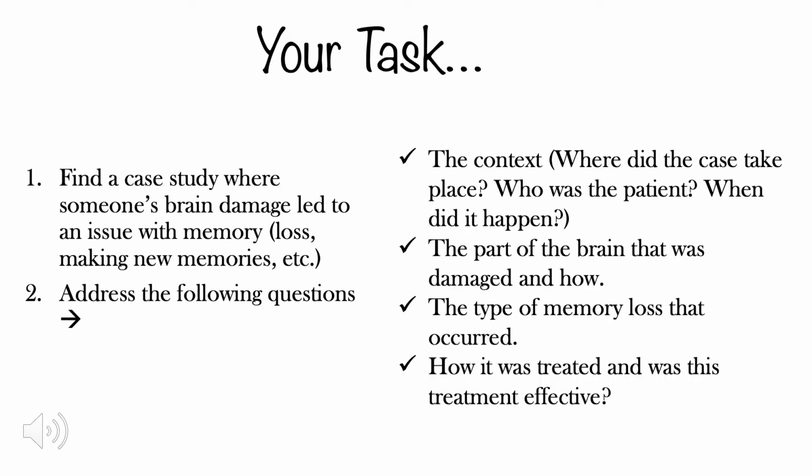So here's another activity for you to upload to Daymap once you've completed it. I want you to find a case study where someone's brain damage has led to an issue with memory. So it might be memory loss, making new memories, etc. And you need to address the following questions. So the context: where did the case happen? Who was the patient? When did it happen? The part of the brain that was damaged and how it was damaged, the type of memory loss that occurred, and if it was treated, and was this effective?